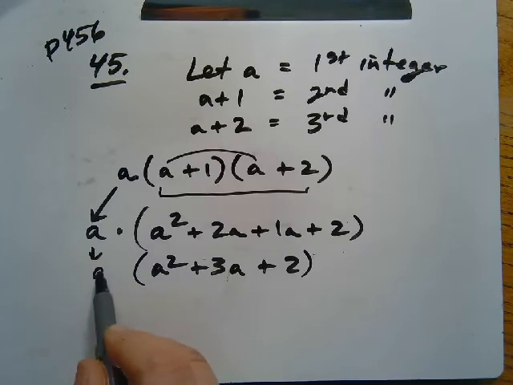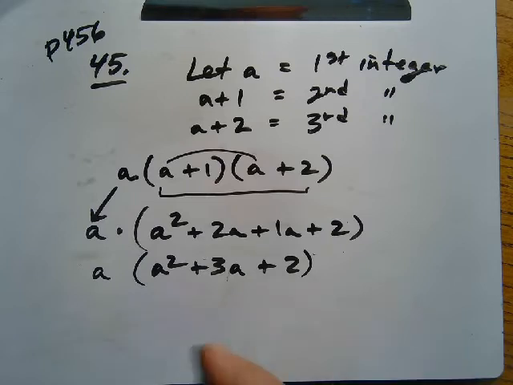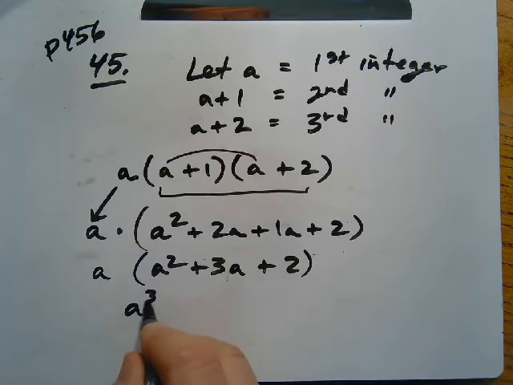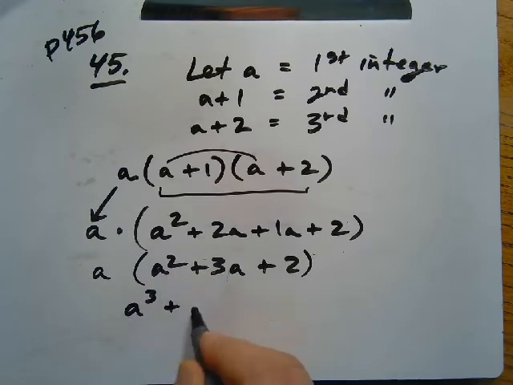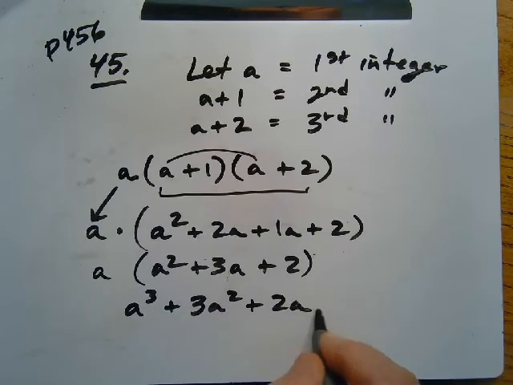Now, if I move that a down the page, now it's just a matter of distributing this monomial in. So a times a squared is a to the third. A times 3a is 3a squared. And a times 2 is 2a.